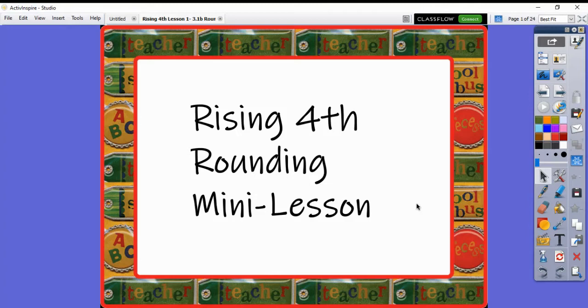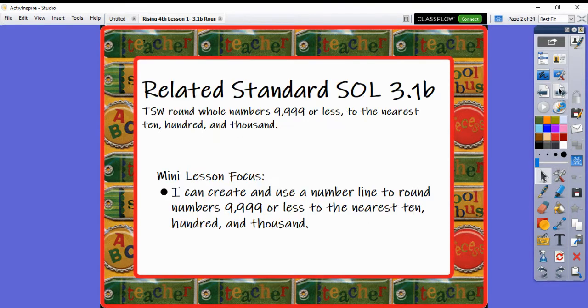In this mini lesson, we're going to revisit rounding from 3rd grade. Specifically, we're going to be looking at SOL 3.1b, where you had to round whole numbers 9,999 or less to the nearest 10, 100, and 1,000. The strategy we are going to be creating and using today is a number line.